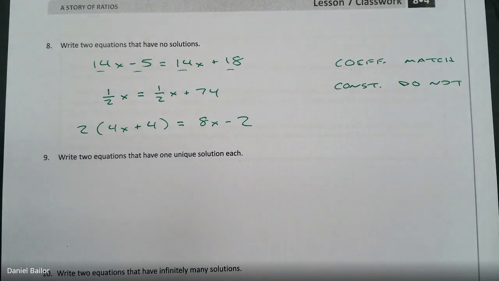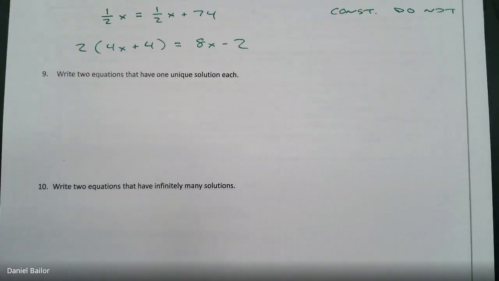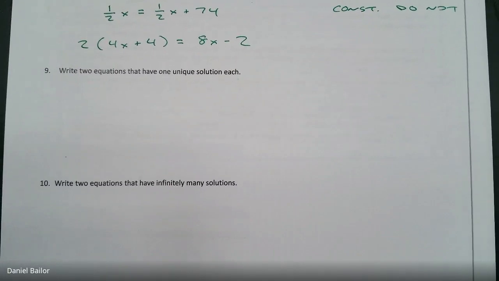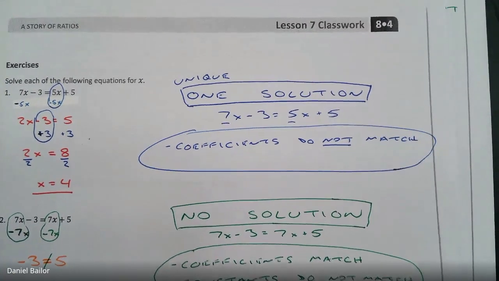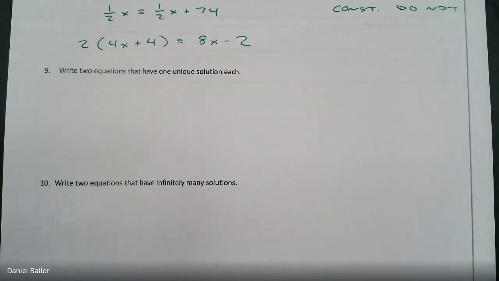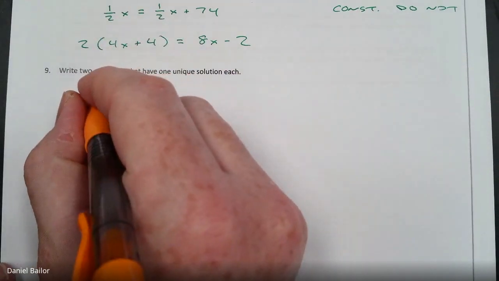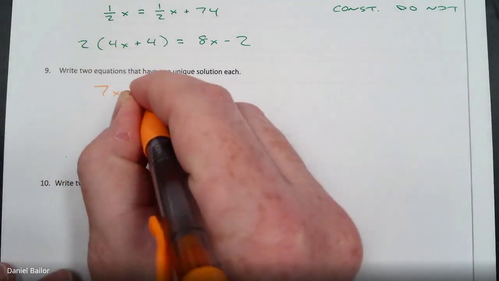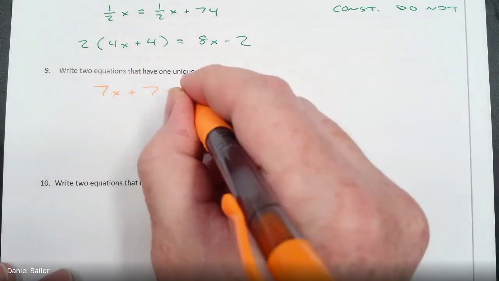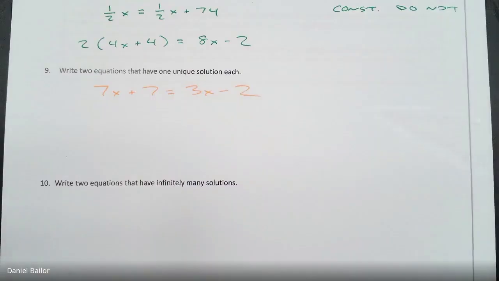For number 9, write 2 equations that have one unique solution each. Well, you should go back to your page 61. One unique solution means the coefficients do not match. So as long as you have coefficients that do not match, you're okay. So you could do like 7x plus 7 equals 3x minus 2. The coefficients do not match. That's one unique solution.